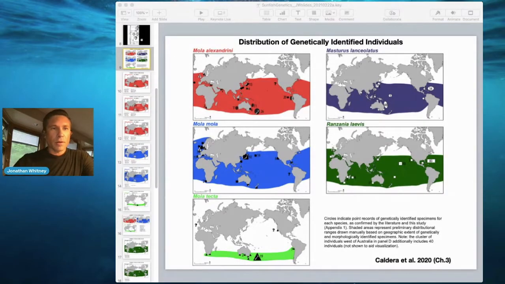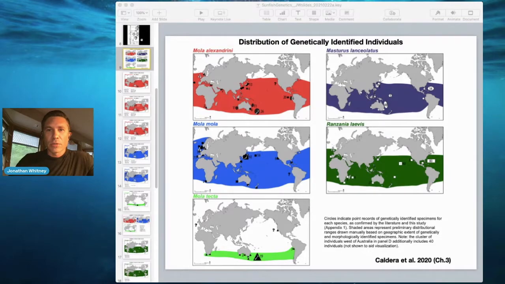All right. Everybody, I'm Jonathan Whitney. I am a geneticist and pelagic ecologist at NOAA's Pacific Islands Fisheries Science Center in Honolulu, Hawaii. And you've got the sun coming up behind me. It's getting a little brighter.